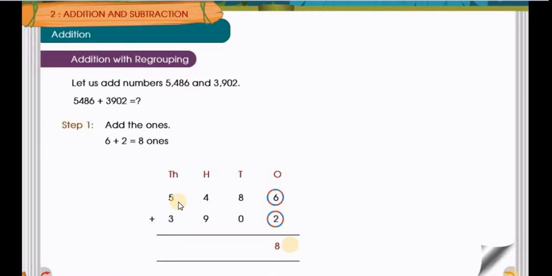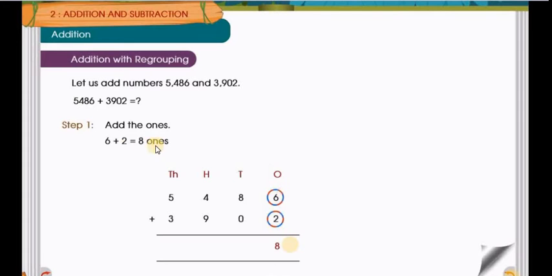Here we have to arrange these numbers in the ones, tens, hundreds, thousands places. So first write ones, tens, hundreds, thousands and arrange this number 5486. Next plus 3902. Then addition. This is the addition with regrouping. So step 1 is add the ones. First we have to add ones.